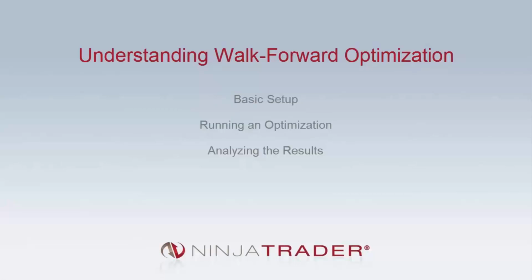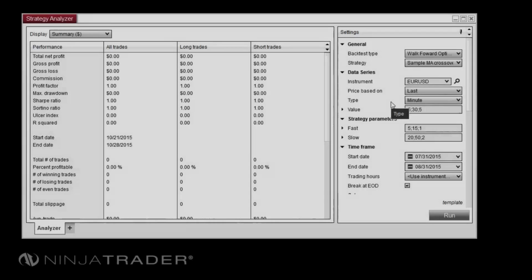A walk forward optimization will optimize input values over a defined optimization period, then use those optimized results in a standard backtest over a defined test period. In this video, we will concentrate on the elements that differentiate a walk forward optimization from a standard optimization. To set up a walk forward optimization, first select the appropriate backtest type.